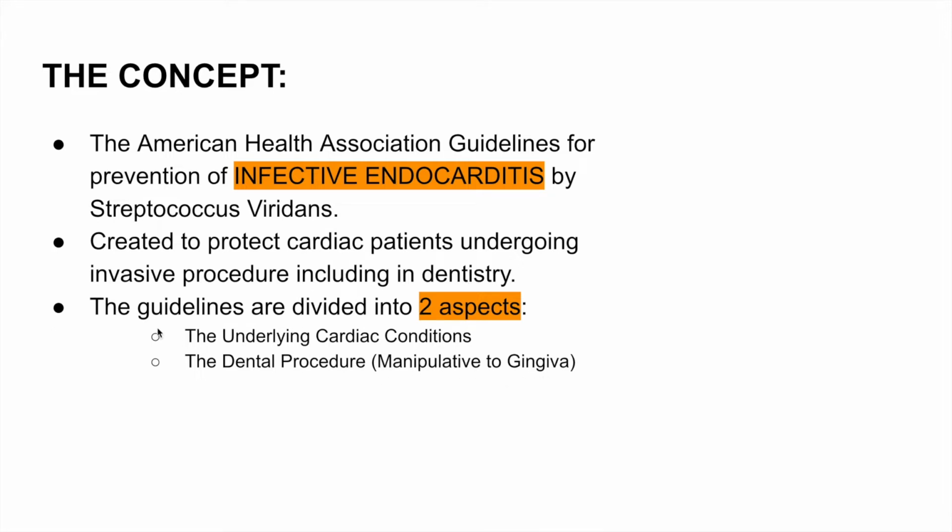So, on an overall basis, the guidelines are divided into two aspects, and it's very crucial that both of these aspects are met before we can provide the antibiotic regimen to the patient. What's the first aspect? It's the underlying cardiac conditions. We'll look at them in a second. The dental procedures must be manipulative to the gingiva. There's a certain list of those dental procedures which must qualify the patient for the antibiotic prophylactic regimen.